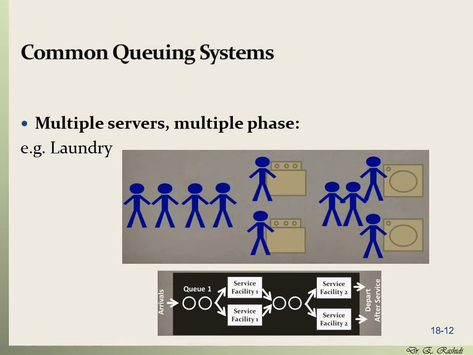When it's someone's turn, this is actually a laundromat, and we have two phases here: the washing phase and the drying phase. When it's someone's turn, he can go to any of these machines to wash his clothes. And after it's done, he can go to any of these machines to dry them. So this is an example of multiple server, multiple phase.